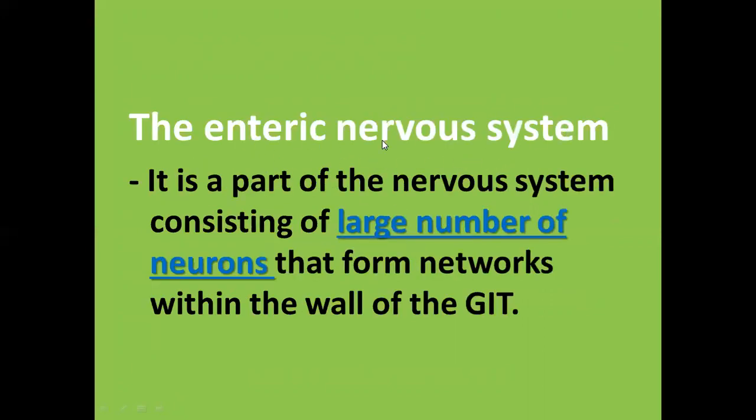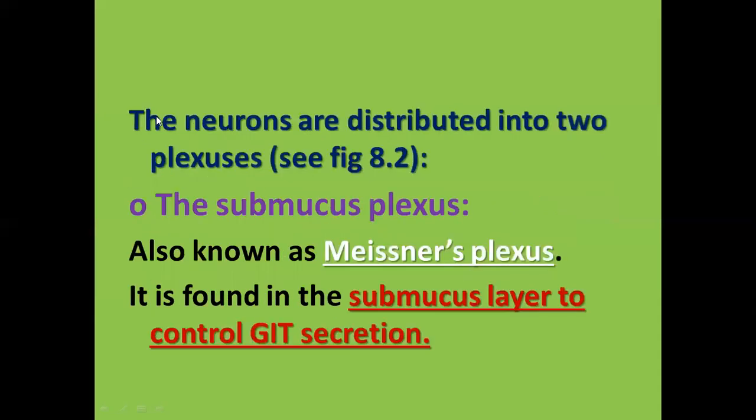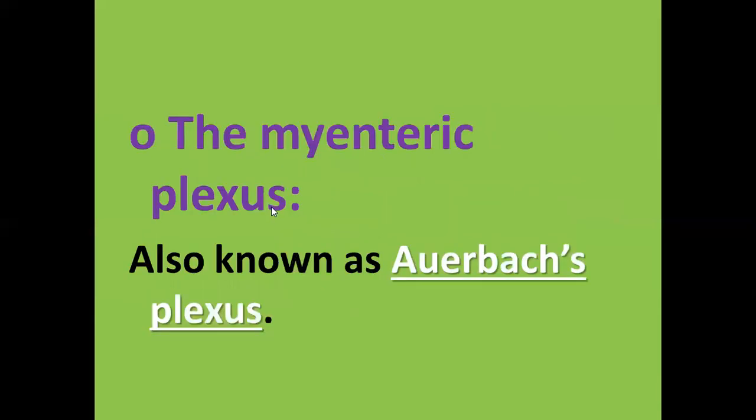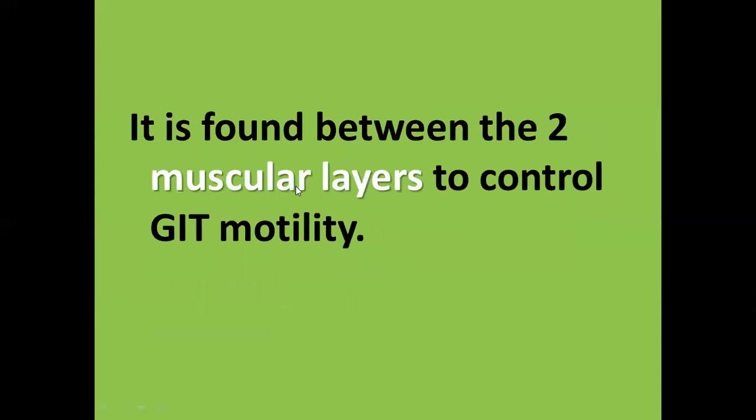The enteric nervous system is a large part of the nervous system, consisting of a large number of neurons that form a network within the wall of the GIT, and the neurons are distributed into two plexuses. We have the submucous plexus, as I said before. It is found in the submucous layer of the histological structure of the GIT to control GIT secretion. And here we have the myenteric plexus, called the Auerbach plexus, found between the muscular layers to control GIT motility.